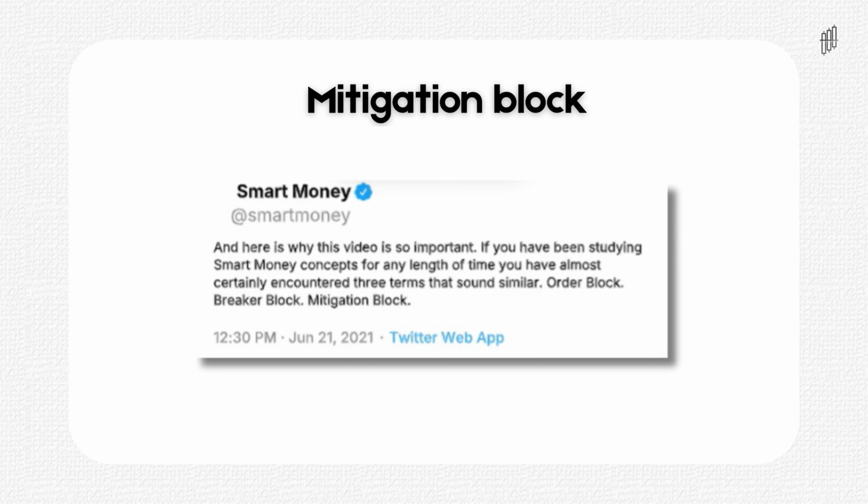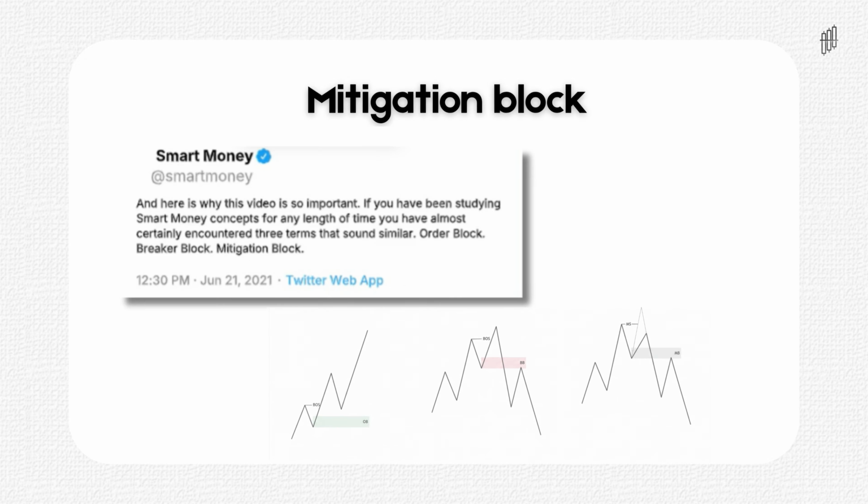If you have been studying smart money concepts for any length of time, you have almost certainly encountered three terms that sound similar, look similar on a chart, and get used interchangeably by traders who do not actually understand the meaningful and critical differences between them. Order block, breaker block, mitigation block. Three different concepts, three different formation stories. So today we are going to uncover one and differentiate it from the others.